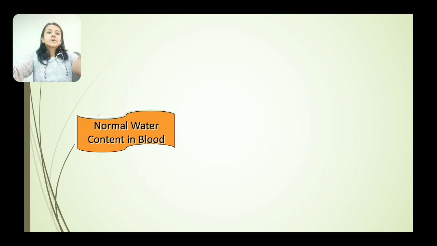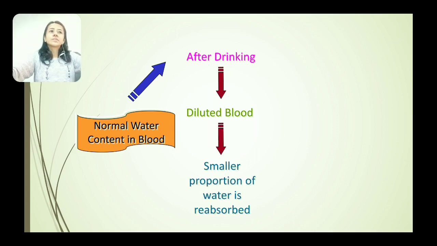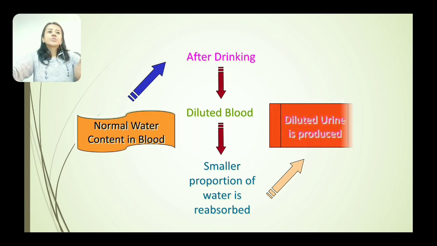Next, suppose water content increases, for example after drinking a large amount of water, suppose we have taken 2 liters of water. So what happens? There is dilution of blood, and that results in a small portion of the water being reabsorbed and formation of dilute urine. That results in again normal content of the blood.